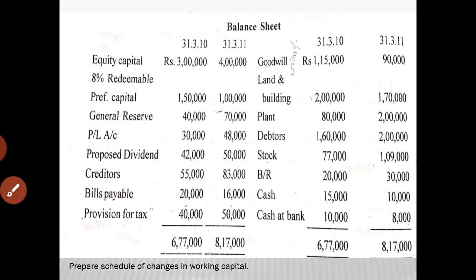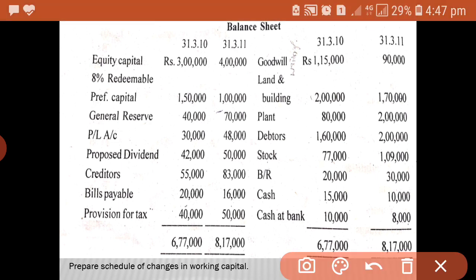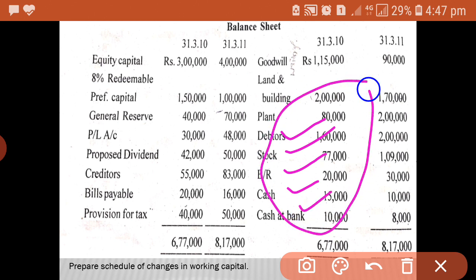Okay, this is another question. Okay, one more question is here. Prepare schedule of changes in working capital. There are a lot of assets and liabilities. Let us discuss, and you have to solve it and send it to my WhatsApp number. Okay, what are the current assets? Goodwill, land and building, plant. Then debtor is a current asset. Stock, bills receivable, cash in hand, cash at bank. All these 5 items are current assets to be shown in the schedule.